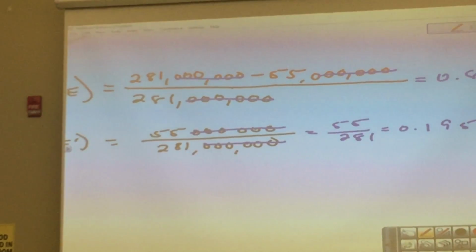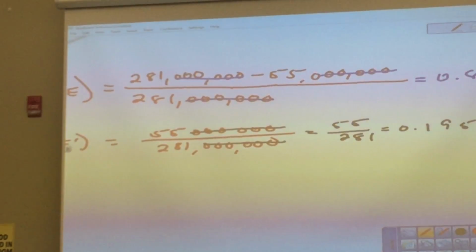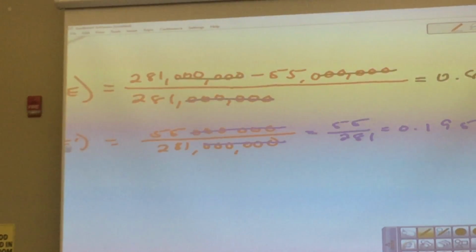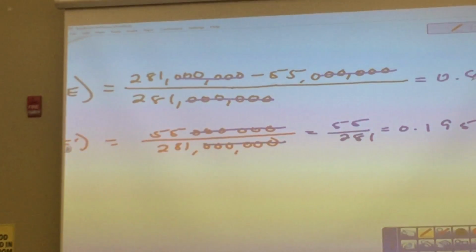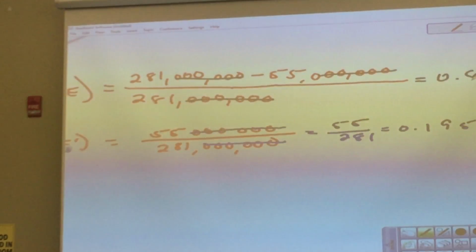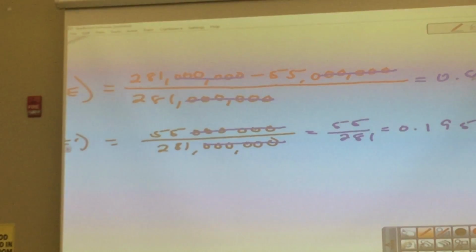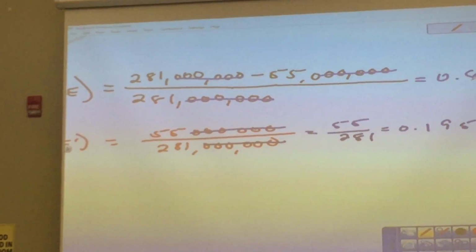Because if they speak English, if they don't speak English, it's 0.1957. The opposite, those who do, these two have to add up to 1. So I just subtracted from 1. I get the same thing if I take 281 minus 55 and divide by 281. Since I'd already done the division down here, I just subtracted from 1 instead of doing all the arithmetic on the other.